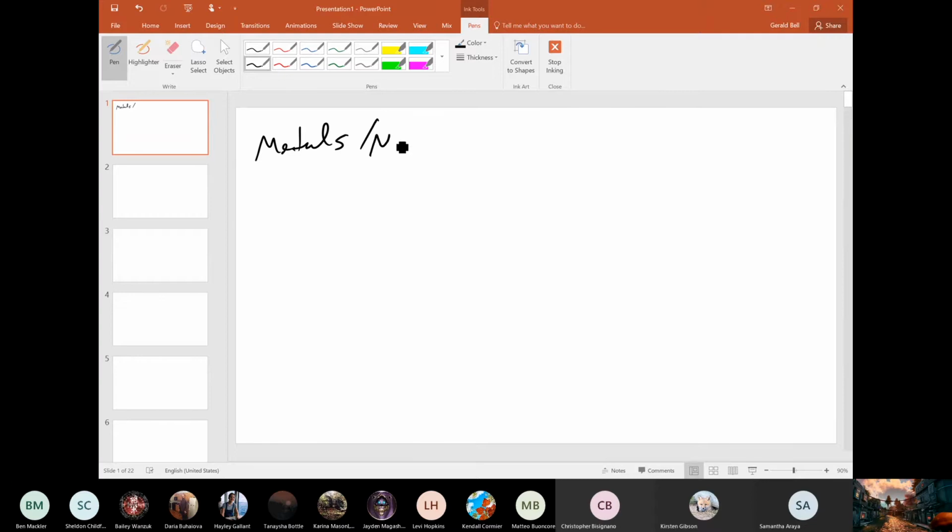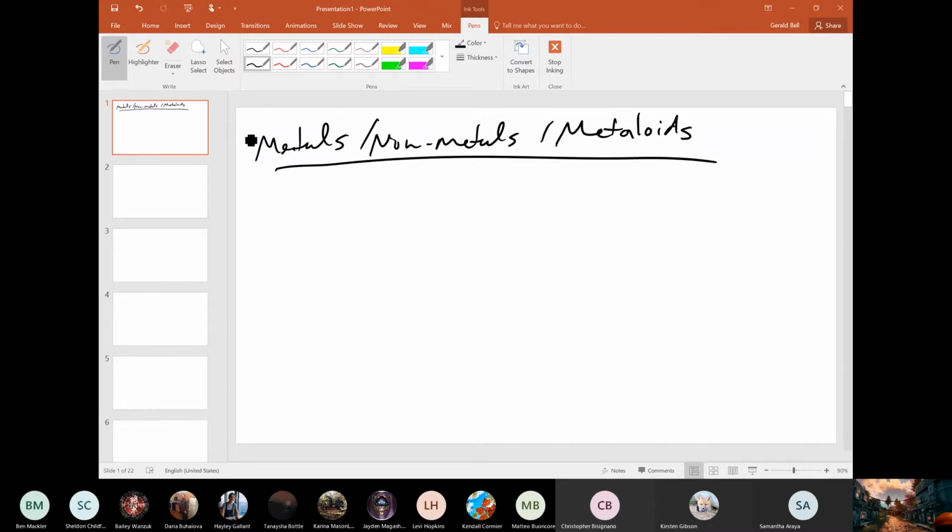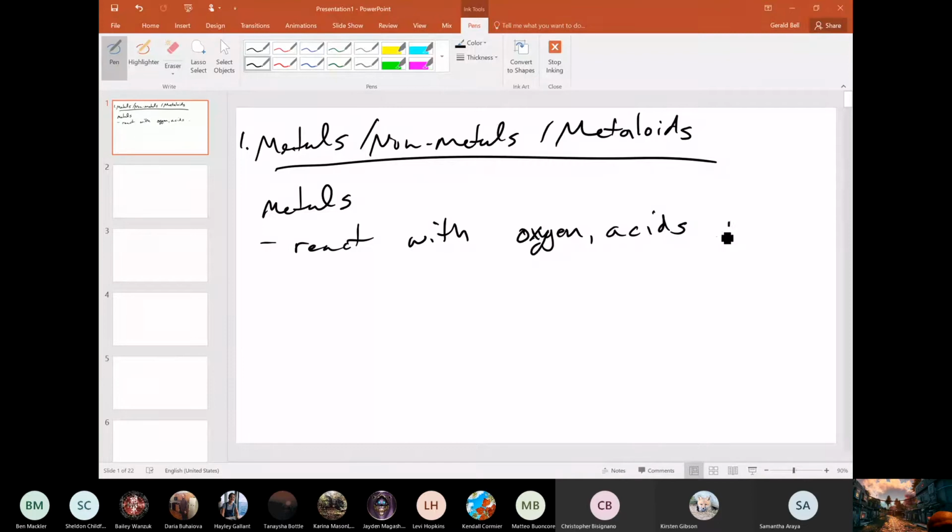Metals, non-metals, and metalloids. We'll call this number 1. So metals. They tend to react with oxygen, acids, and water.